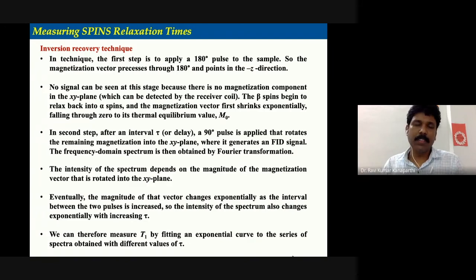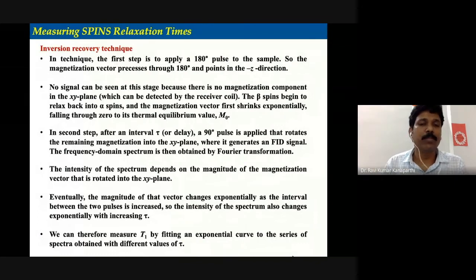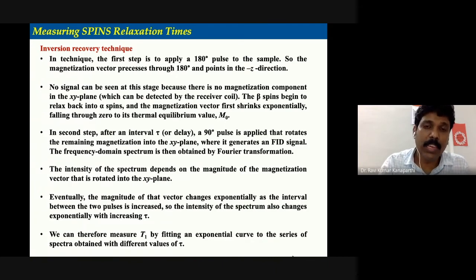Then after a certain delay gap from the original 180-degree pulse, a 90-degree pulse is applied. The net magnetization vector slowly grows in the XY plane, and accordingly the signal also grows exponentially. If you fit that exponential curve, the fitting gives you the time constant.